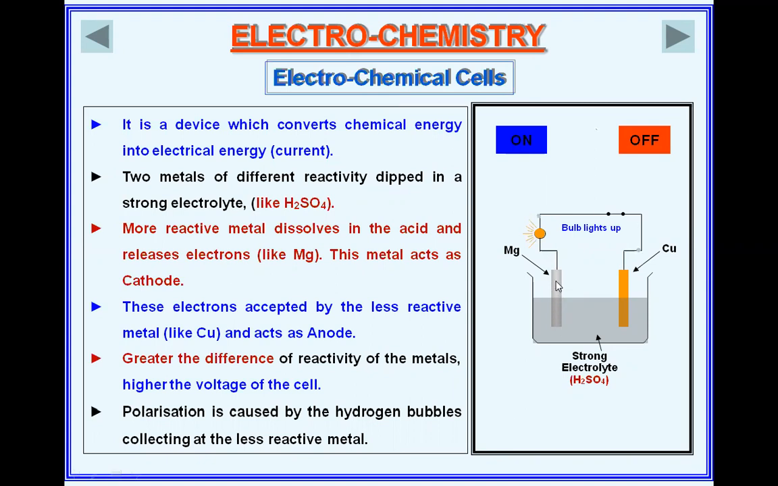As a result, these electrons travel through the wire, and the circuit contains a bulb, so it lights. So electrons flow from the higher reactive metal to the lower reactive metal. The electrons are released by the magnesium, the more reactive metal, and pass through the wire and are received by the least reactive metal. These electrons can be dropped in the solution where sulfuric acid contains hydrogen ions, and these hydrogen ions accept electrons, so hydrogen gas is evolved.